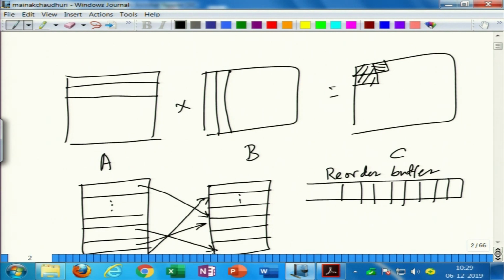And it's of finite size, the reorder bound. So when you miss in your L3 cache, it will take a long time to get the data from your memory. In the meantime, the processor is continuously fetching from the instruction stream. Eventually, this particular queue fills up completely, and now the processor stops fetching.